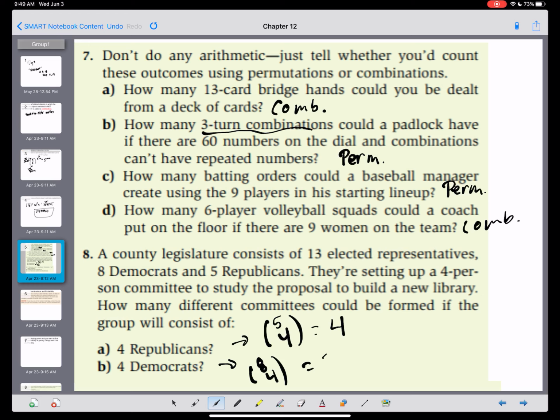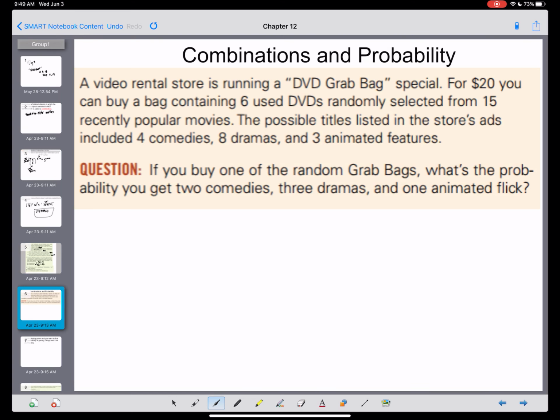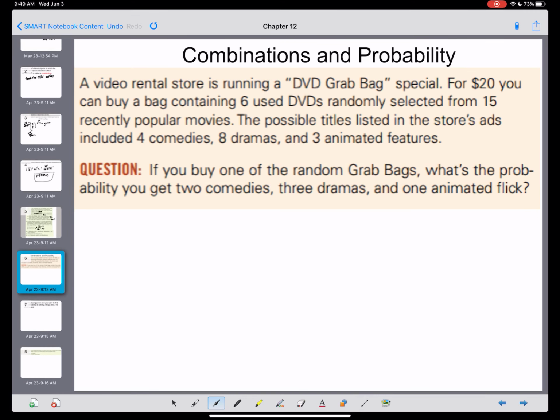This is 70. So yeah, there it is. Pretty simple. Because getting picked first in a committee doesn't matter, right? As long as you get picked. All right, let's go into something a little bit more difficult.